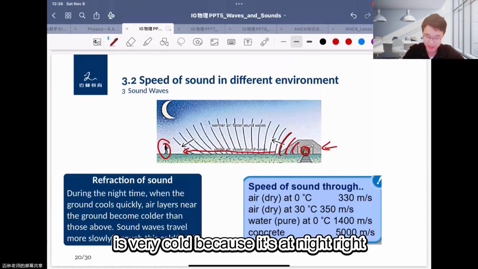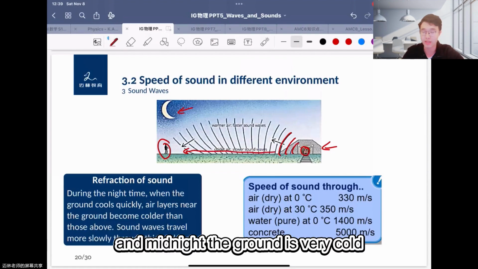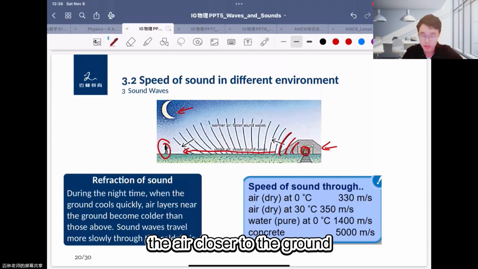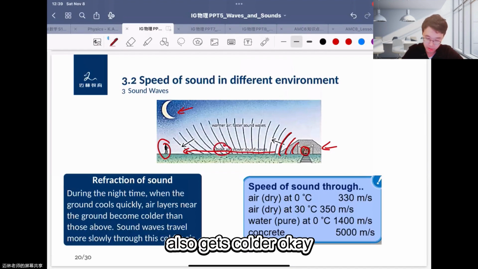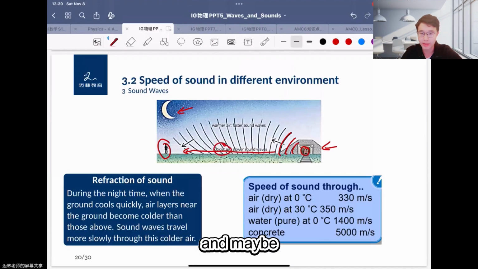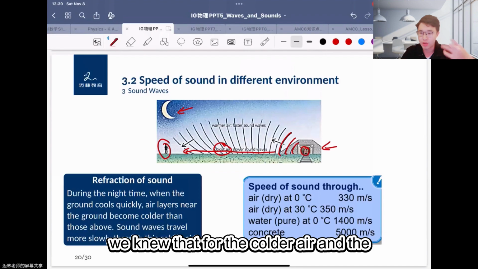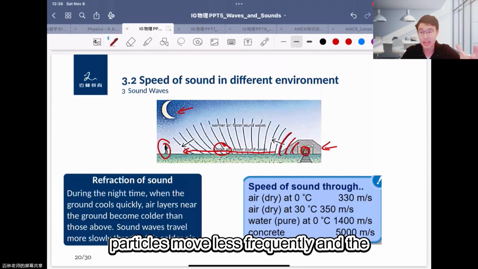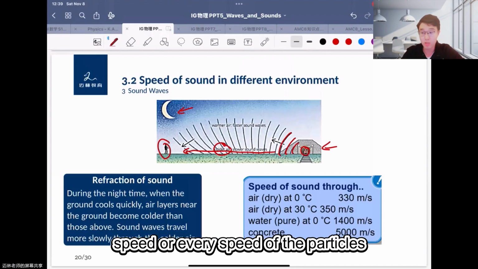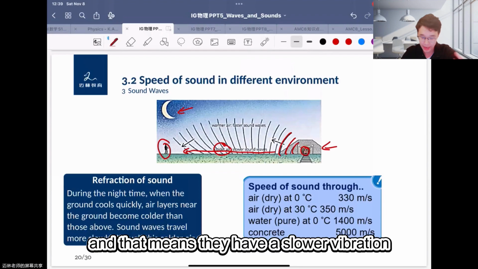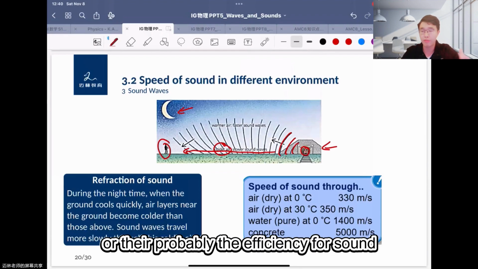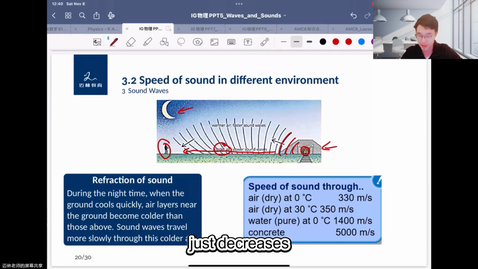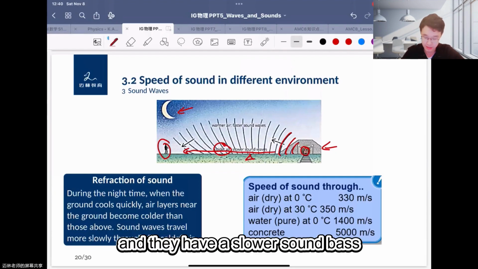cold because it's at night, right? At midnight, the ground is very cold. So the air closer to the ground also gets colder, okay? And maybe we knew that in colder air the particles move less frequently and the average speed of the particles decreases, right? And that means they have a slower vibration or their traveling efficiency for sound decreases, okay? And they have slower sound waves.